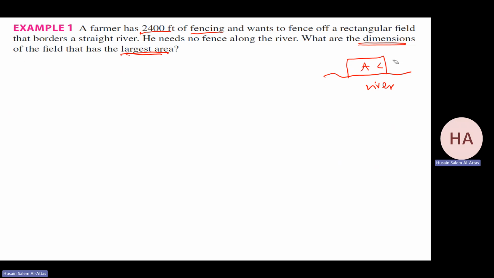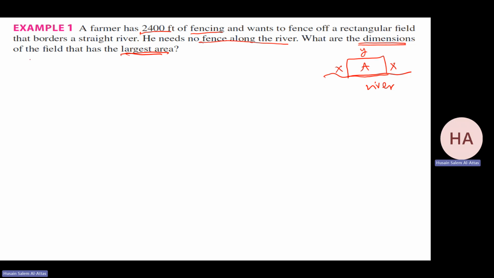Let me put dimensions. If this is X, I'll call this Y. So this is also X. River, I don't have anything here. He said he needs no fence along the river.